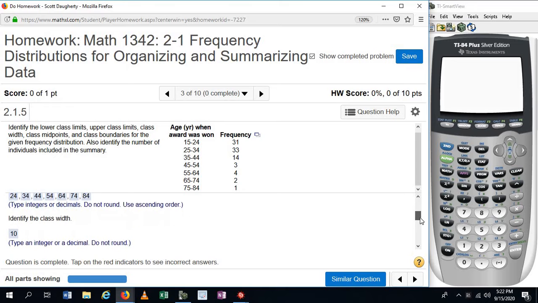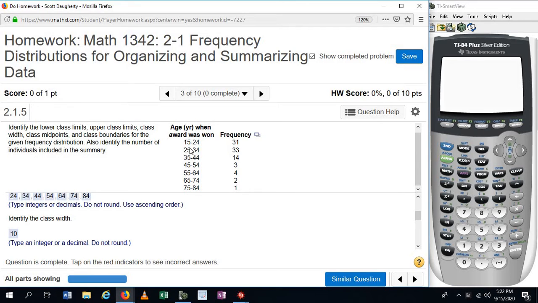Okay, so the next thing we're supposed to identify is the class width. Now the class width is the distance between two consecutive lower limits, like 25 and 15. So 25 minus 15 is 10. Or you can also think of it as the distance between two consecutive upper class limits, so like 34 and 24. The distance between those two numbers is also 10.